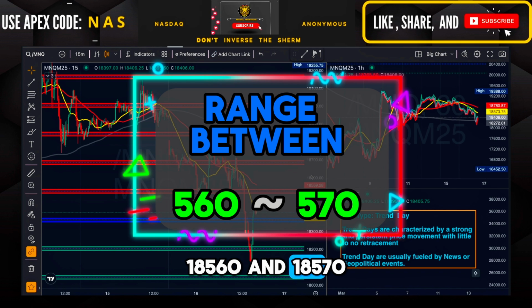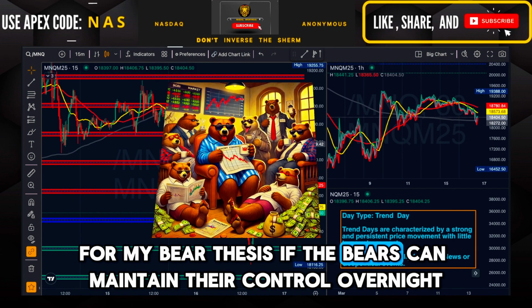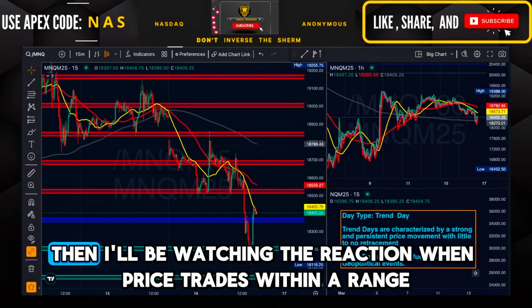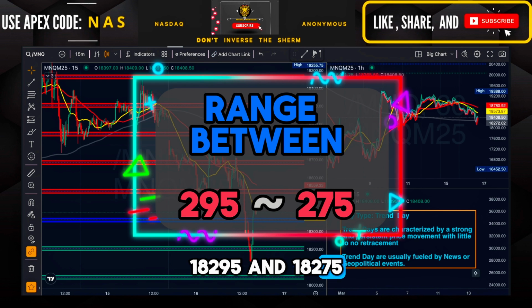But if they fail to regain control, then I'll be watching the reaction when price trades within a range between 560 and 570. However, for my bearish thesis, if the bears can maintain their control overnight, then I'll be watching the reaction when price trades within a range between 295 and 275.